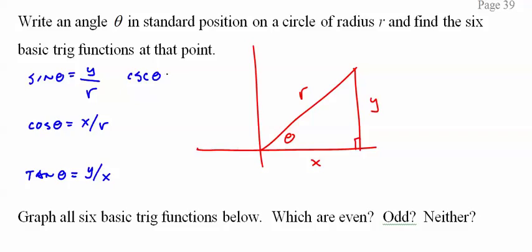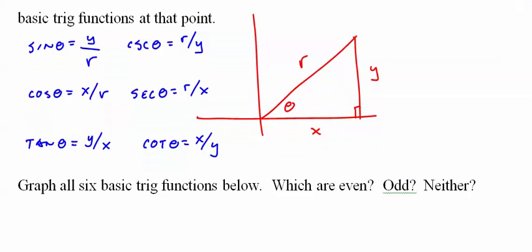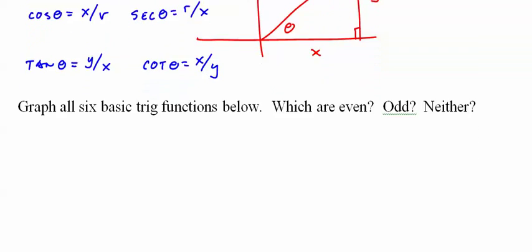Cosecant of theta equals r over y. Secant of theta equals r over x. Cotangent of theta equals x over y. So those are the 6 basic trig functions, and that's how they're defined. You should remember them all.